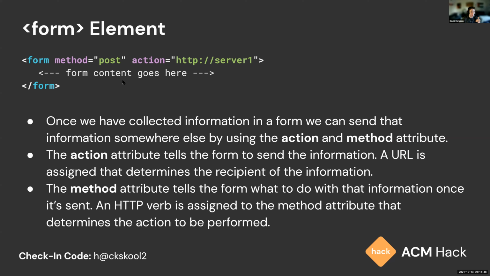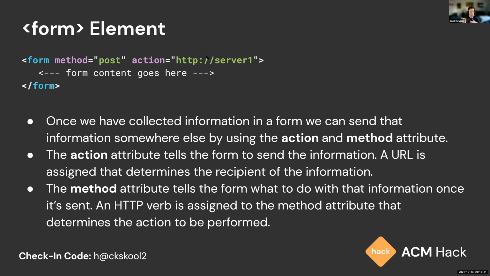So just like any other element in HTML, there's an outer wrapping tag that indicates what kind of element we're creating. This is a form tag. There are different attributes of the form, like method and action, and you'll see the form content inside of there. Basically the action attribute tells you where you're sending this information. In this little example, we're sending it to the endpoint HTTP server 1.